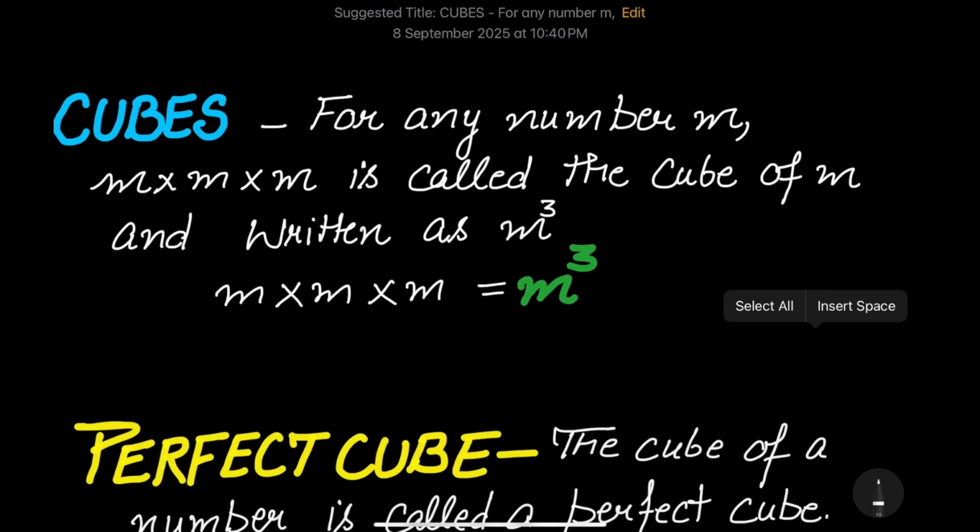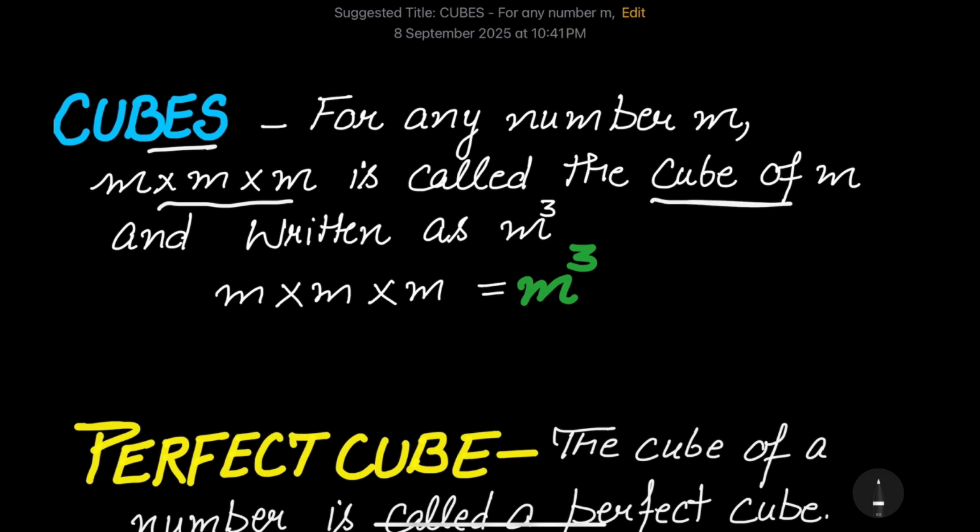Today we are going to discuss cubes. First of all, let's start with the meaning of cubes. Suppose for any number m we want to find a cube. Then how will we write it? m multiplied by m multiplied by m. The number is multiplied how many times? 3 times, and we get the cube of m. It is written as m cube, m raised to power 3, that is the cube of any number m.